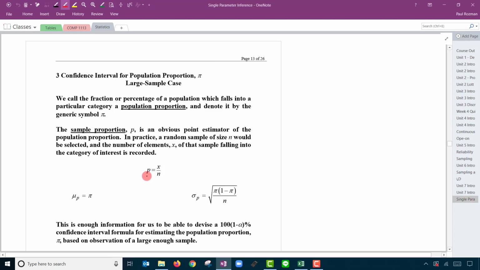Some notation, we can denote a proportion as a certain number of successes divided by however many trials we've performed. This point estimate is an unbiased estimate of the population value pi, meaning that the mean of a bunch of sample proportions should equal the population proportion. Just like the mean of a bunch of x bars tends to equal the mean of a population.